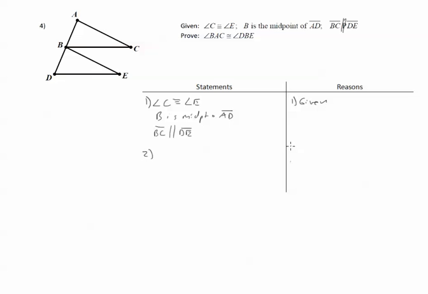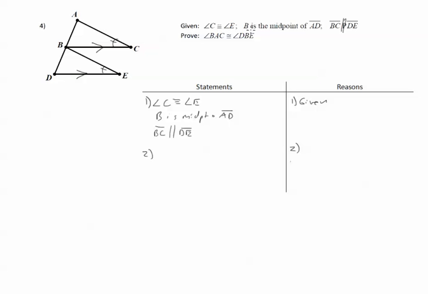We'll be ready for step 2. First, we'll mark our figure with our givens. Angle C is congruent to angle E. B is the midpoint, so I'll come back to that. I know that BC, segment and line, obviously, are parallel to DE, segment and line.